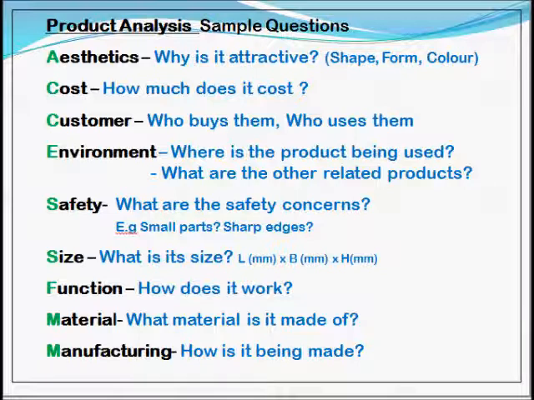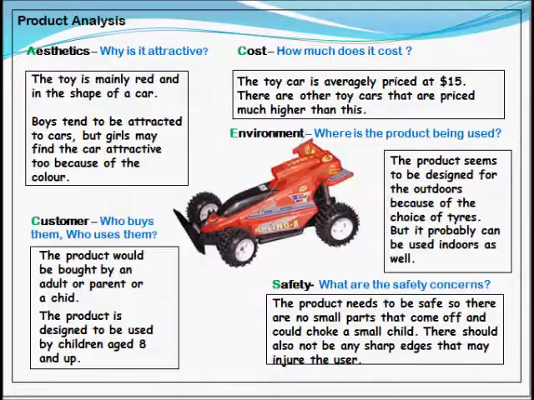For function, it is a given in the sense that we always talk about how the product actually works, and we need to describe how the product works and why you chose this product in the first place. Material and manufacturing would be points for consideration when you're actually making the product. Now let's look deeper into how your product analysis would actually look.